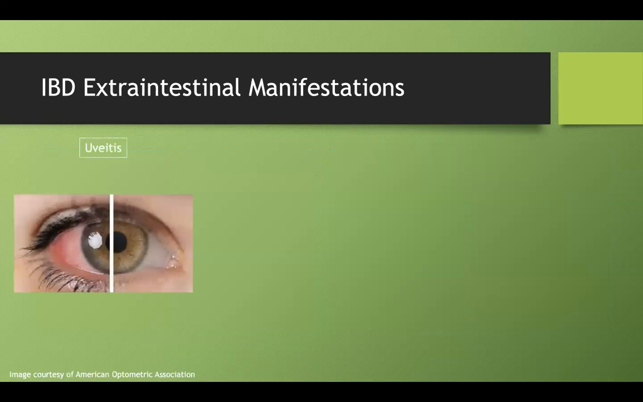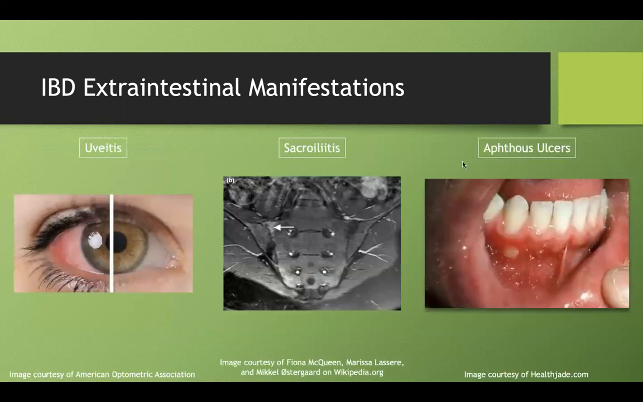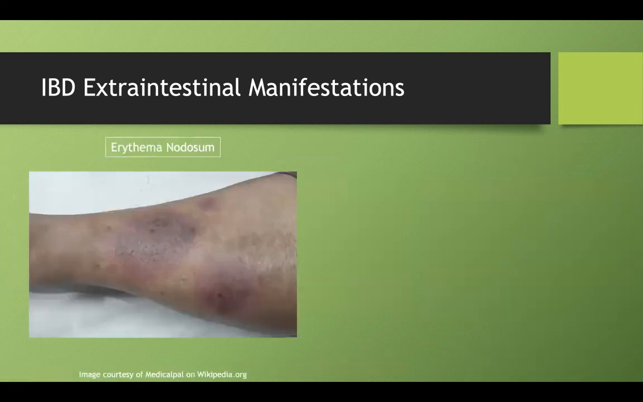So here's a picture of uveitis, or inflammation of the uvea. You can have sacroiliitis, which you can see right here on this picture, inflammation of the sacrum. And you can see aphthous ulcers right here, this gray ulcer with a red border, which we actually talked about in our oral cavity section. Two other manifestations that can come up are erythema nodosum, and these are painful lesions in the shins.